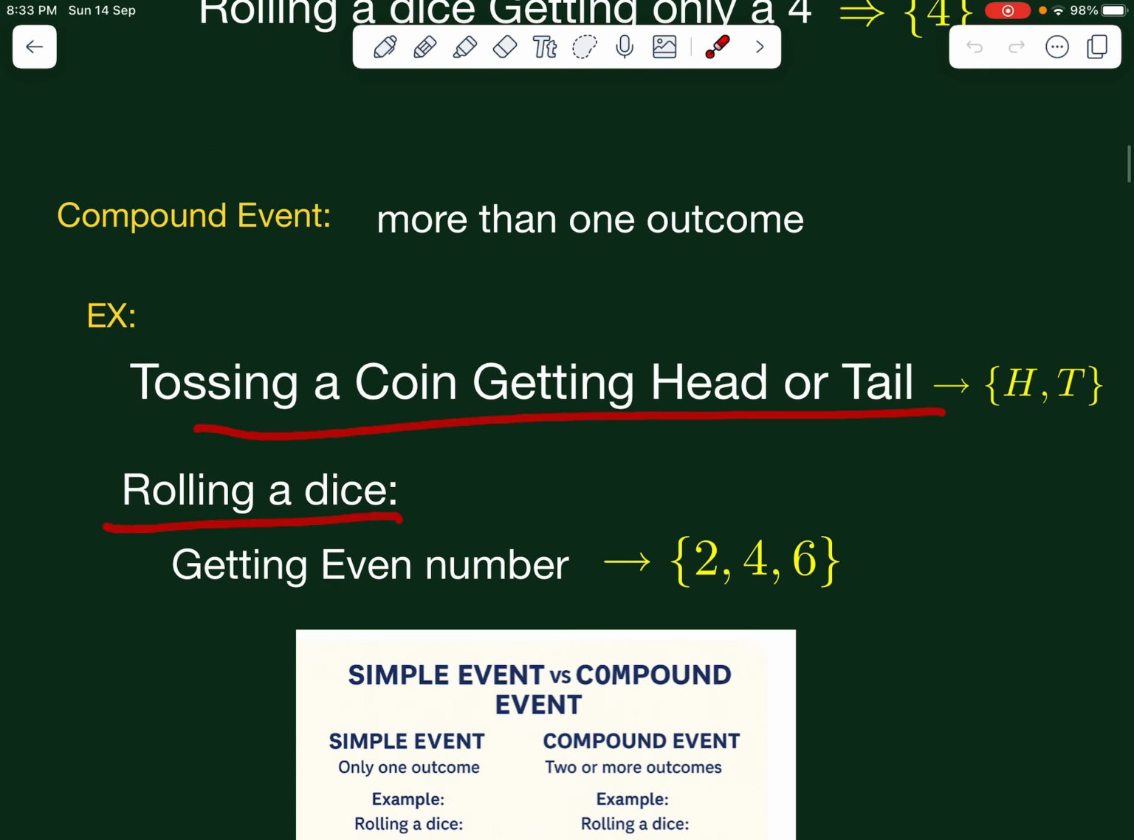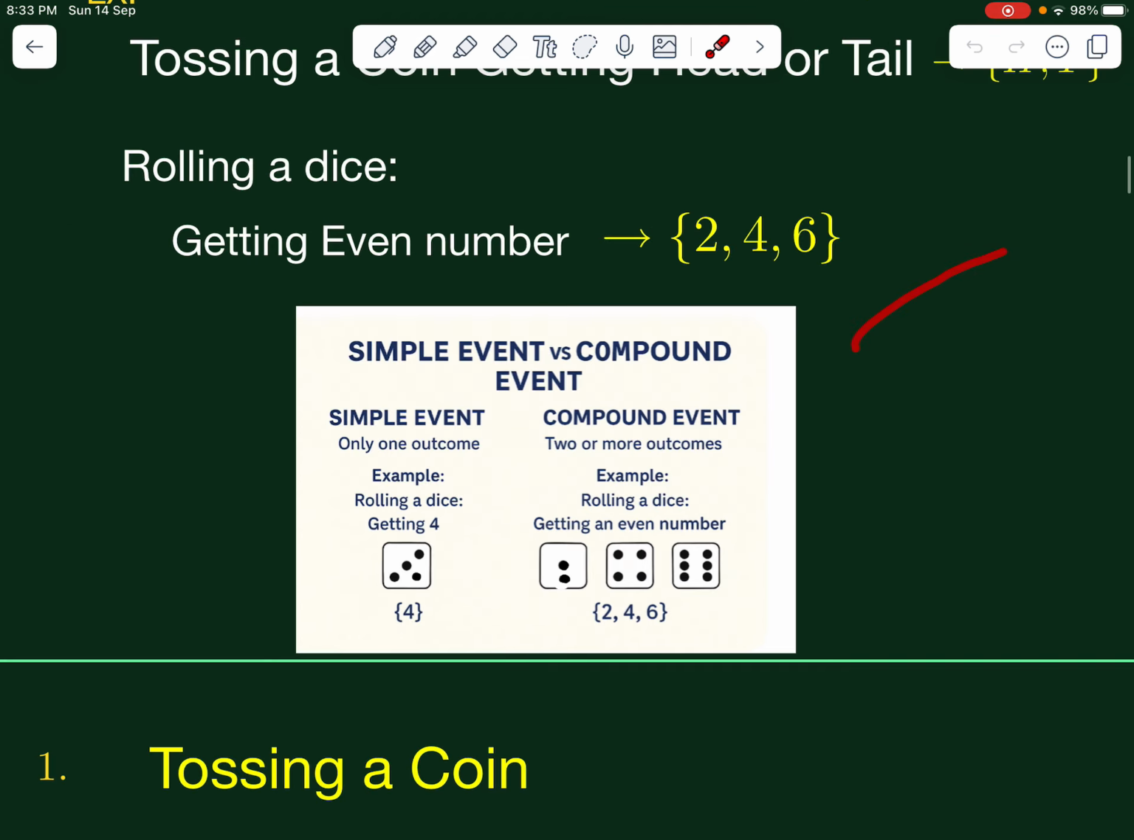Examples, these are the examples. Suppose getting an even number. What are the even numbers? 2, 4, 6. Rolling a dice, you are getting even numbers 2, 4, 6. These are the examples.